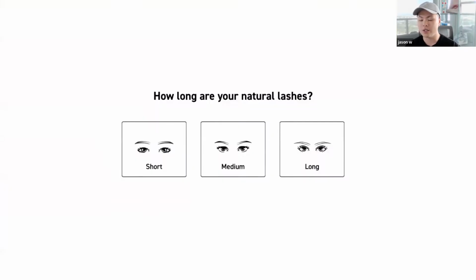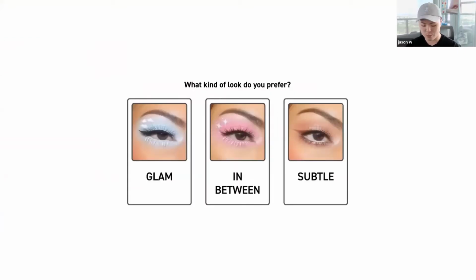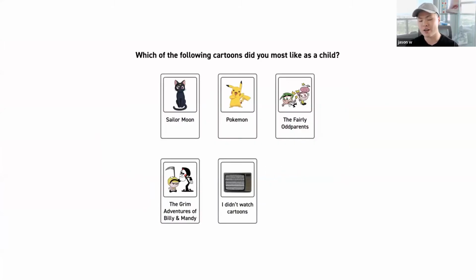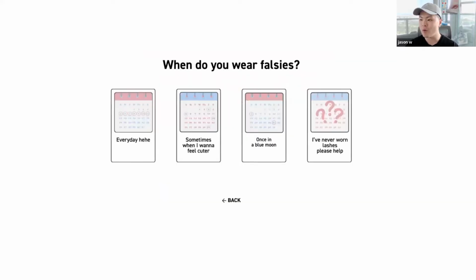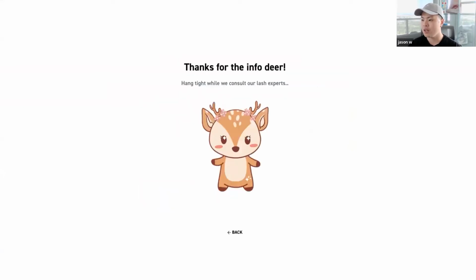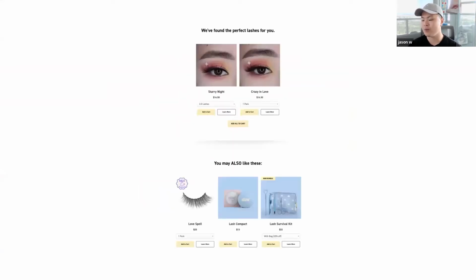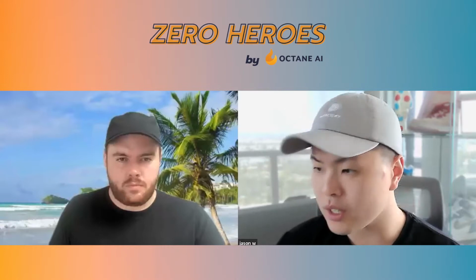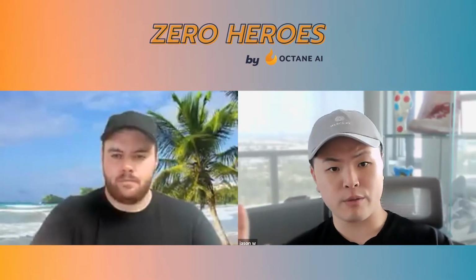And then here's our regular quiz. It's actually just 6 questions, things like how long are your natural lashes, what kind of looks do you prefer? This one is just a fun thing. This does not affect your choice or your recommendation at all. It's just something that we toss out here. When do you wear falsies, and what best describes your eye shape? And then we give you a recommendation here. So that's really the quiz flow.